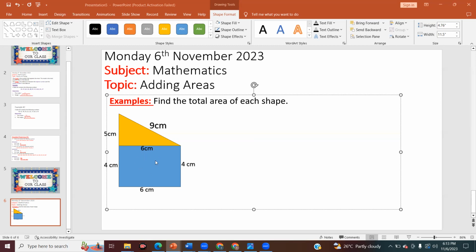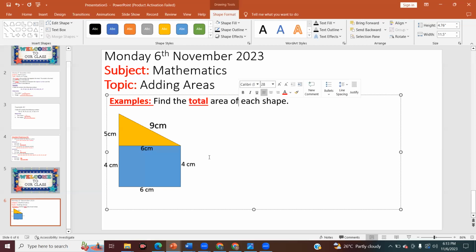The one that's in blue is a triangle. Very good. The one that's in baby blue is a rectangle. The one that is in yellow is what? Triangle, right? And what they're asking us to find is to define the what? The total area of the shape.